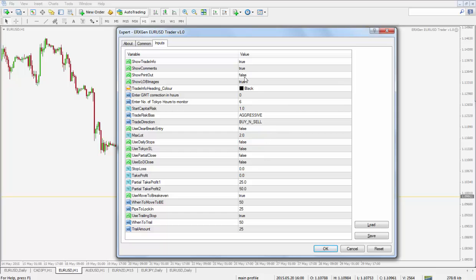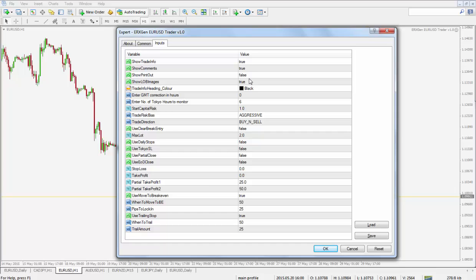Show printout. I typically will leave this as false, and I recommend this is just for troubleshooting. Show LOB images. This is like the ERXGen filter indicator. This shows the daily blocks, 3 days in a week, and the current day's price action showing the blue line, the green line and the red line, and current Tokyo session visually on the chart.